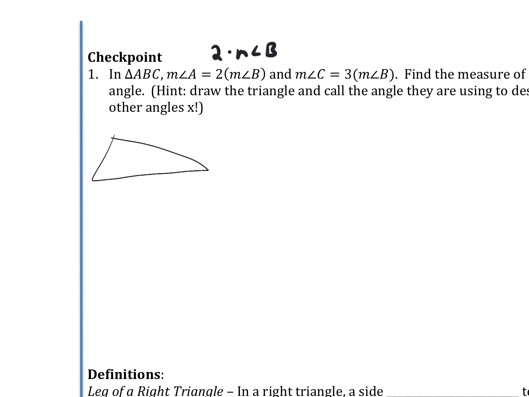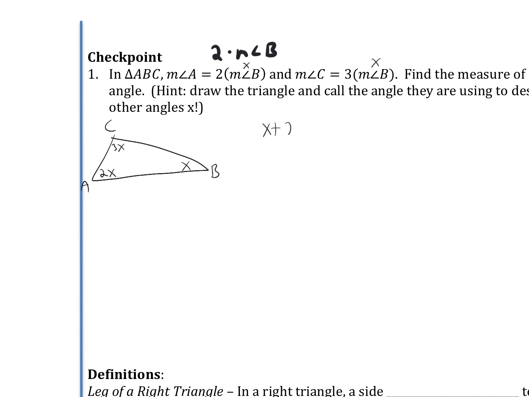So we're calling measure of angle B, we're going to call that x, okay? So we'll call B over here, we'll call this x. We have A and we have C. So A is 2 times measure of angle B. Well, measure of angle B is x, so it's going to be 2x. And C is going to be 3x. So we do the same thing as we did before.